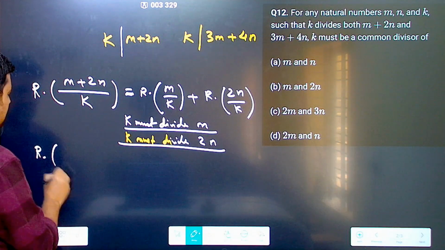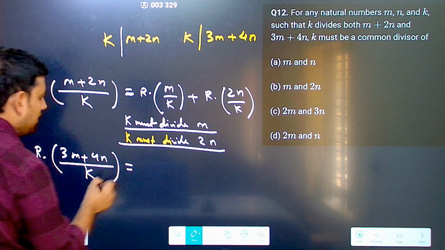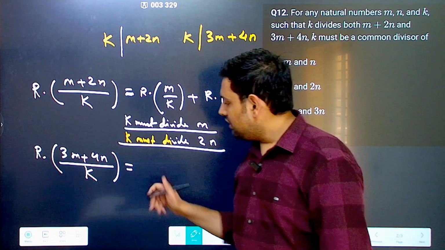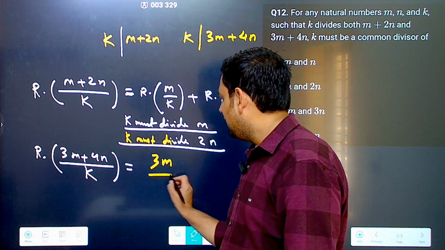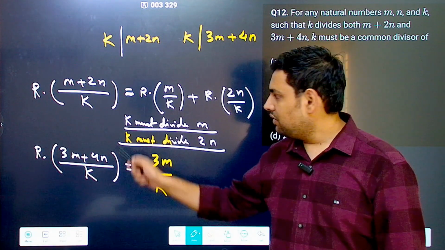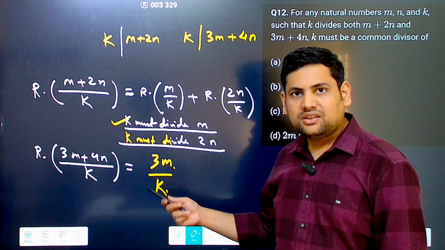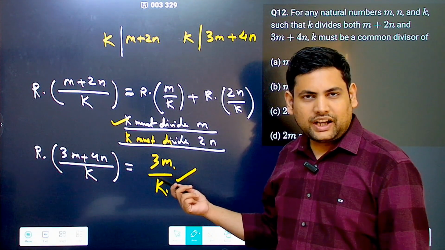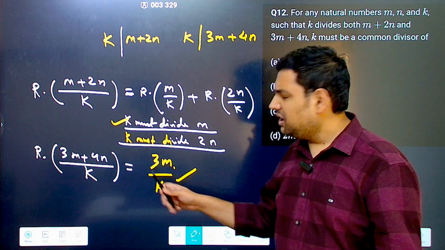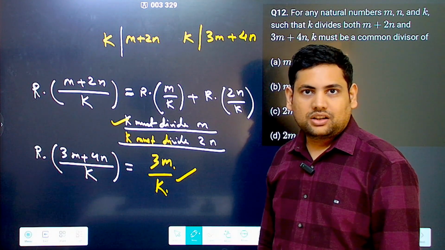Then the next thing is for 3m plus 4n to be divided by k. Now again same logic, but here you don't need to think much. Why? Because if I divide 3m by k, from the first one I have already ensured that k must be a multiple of m. So if k is a multiple of m, then it will divide 3m also. Correct? Whatever is the value of m by k, that is a whole number, that means it is dividing. Into 3 will also be a whole number. Does not worry me at all. Correct?